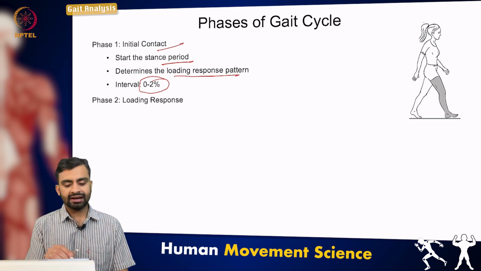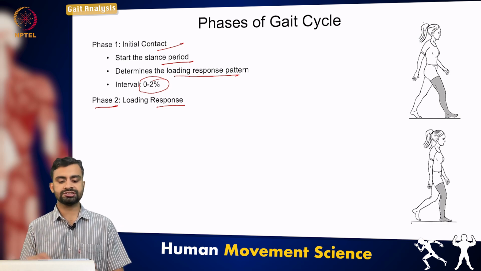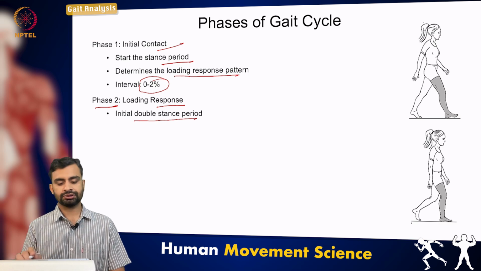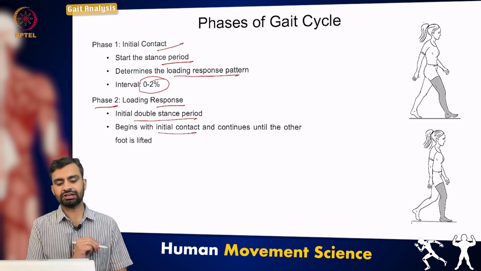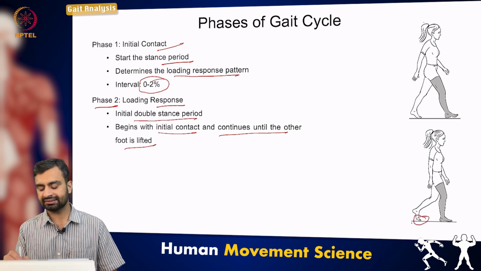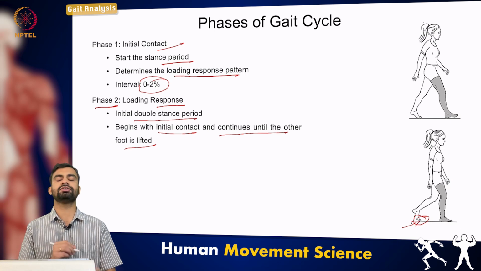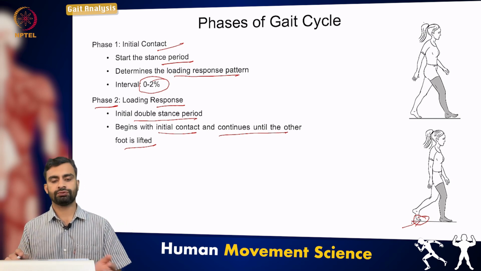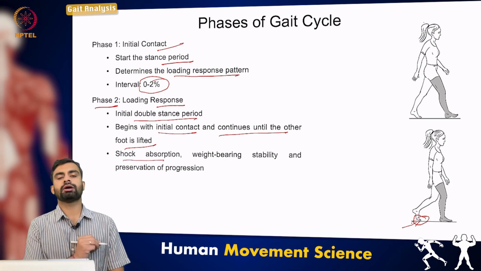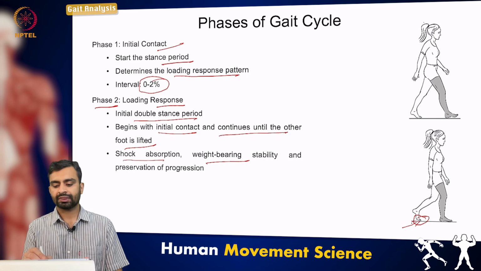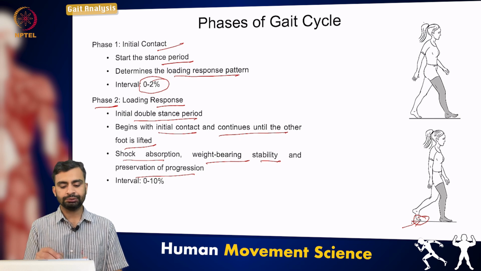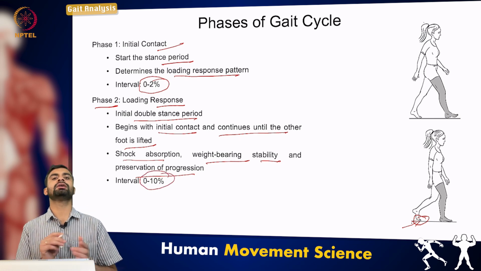It is followed by phase 2, which is known as loading response. In this, the initial double stance period starts. It starts with the initial contact and continues until the other foot is lifted from the ground. Over here, as we can see, this foot is at the verge of lifting from the ground or floor. It performs various important functions such as shock absorption, weight bearing, stability and preservation of progression, and it happens during the interval of 0 to 10% of the total gait cycle.